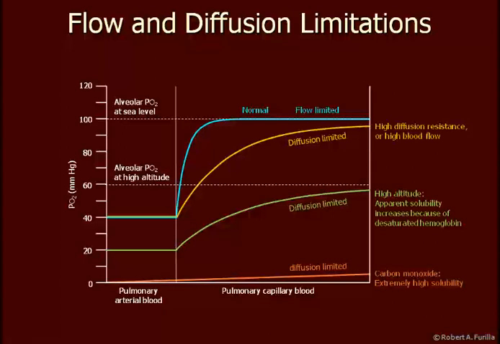One last thing I wanted to mention is carbon monoxide. Carbon monoxide is so soluble that it's extremely diffusion limited. I mentioned in an earlier talk on oxygen transport that carbon monoxide binds to hemoglobin approximately 250 times more strongly than oxygen. It's quickly binding to the hemoglobin, and carbon monoxide has a very difficult time reaching equilibrium with the alveolar CO concentration because hemoglobin keeps removing it from solution. So that's the difference between flow and diffusion limitations.